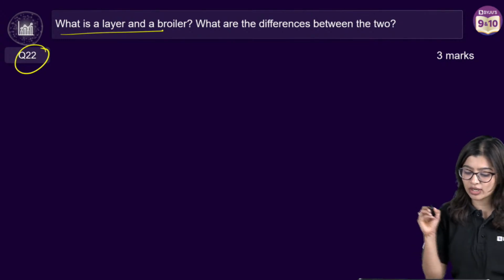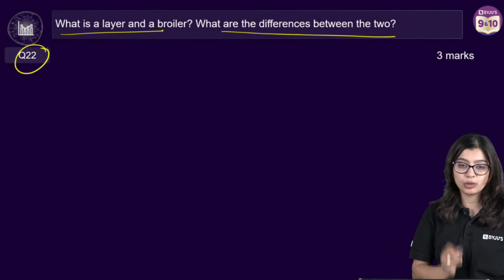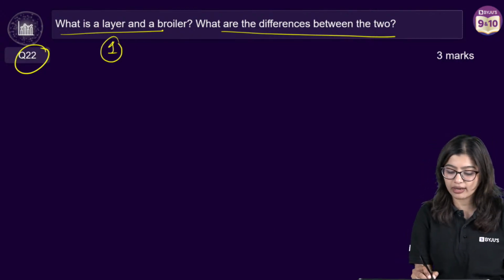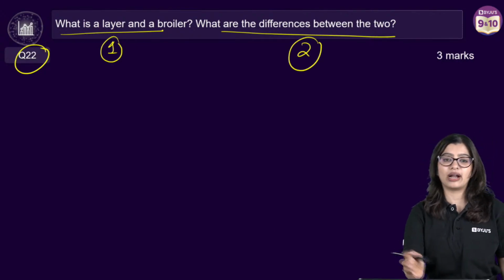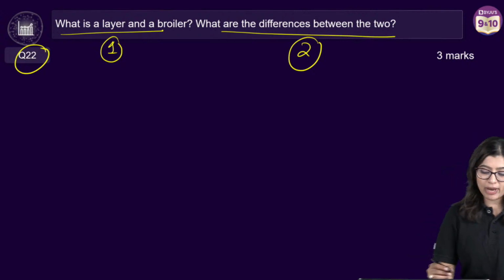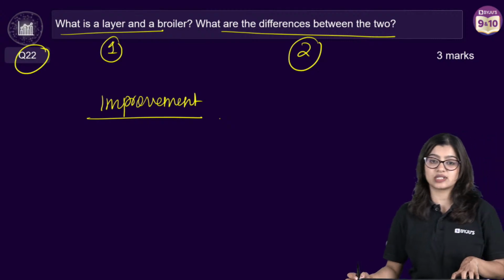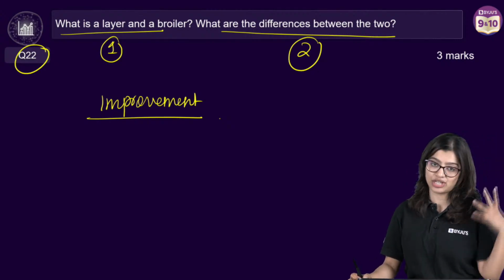What is a layer and what is a broiler? What are the differences between the two? So you will get 1 mark for telling me what is a layer and what is a broiler, and 2 marks for telling me one difference between them, right? Now, many of you have asked me about the chapter improvement. How do we study? Now, see, improvement in food resources is a very long chapter, right?